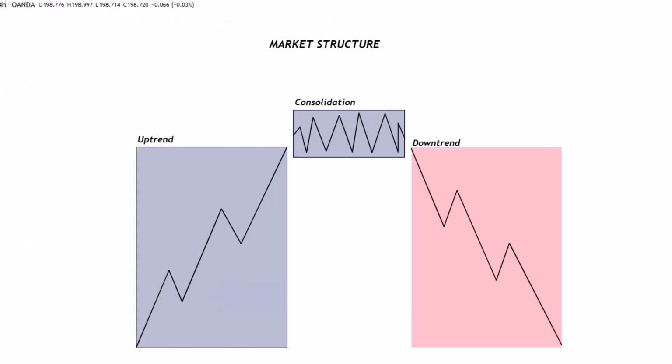Market structure is the backbone of every single move the market makes. It's how we determine trend direction, where momentum is shifting, and whether we should be looking for buys or sells. Without structure, you're basically guessing. You're reacting to random candles instead of reading the actual flow of the market. So what is market structure?